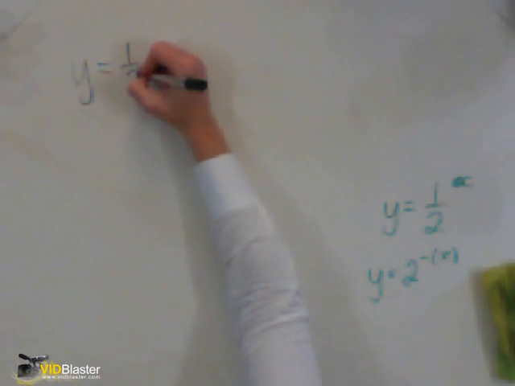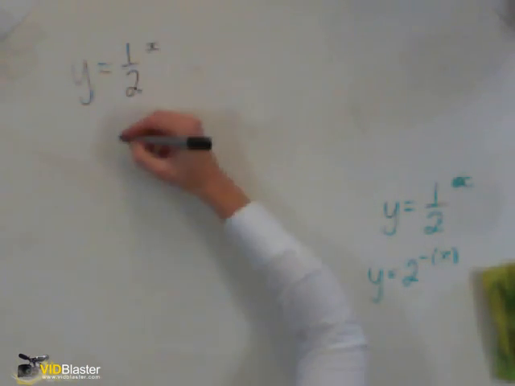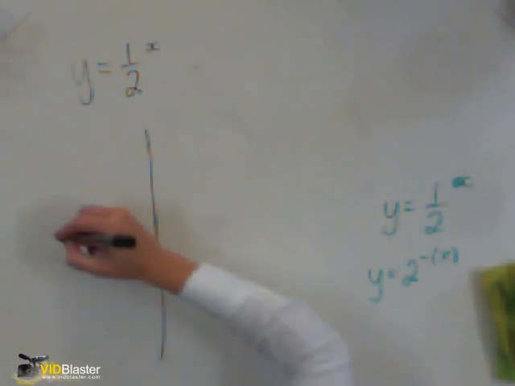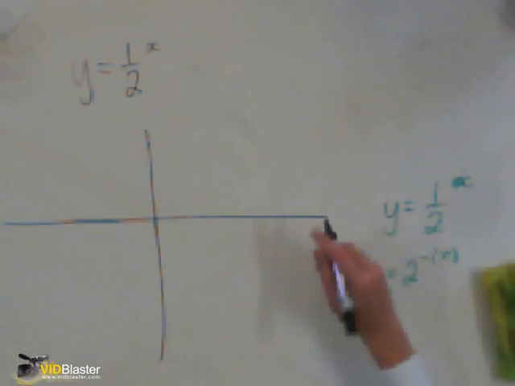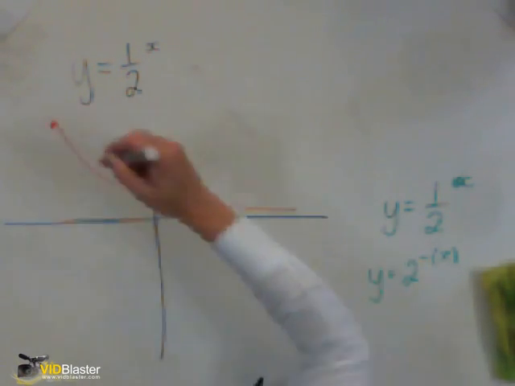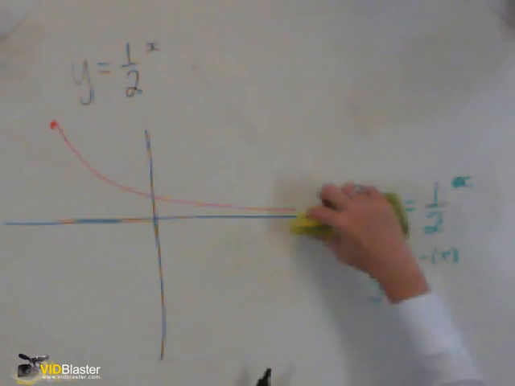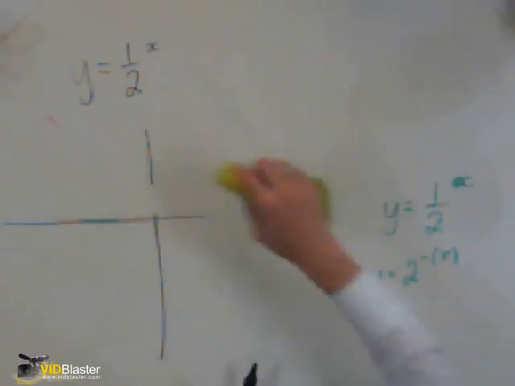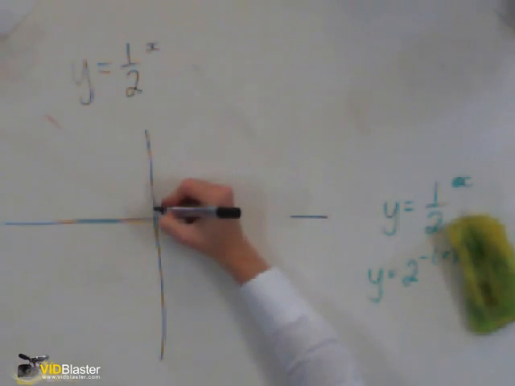Let's do one without an a, and then let's do one with a negative a and see what difference that makes. So if I plot, for example, y equals a half x. Now instinctively I know that it's going to look something like this. But let's plot it out to make sure we know what it looks like.